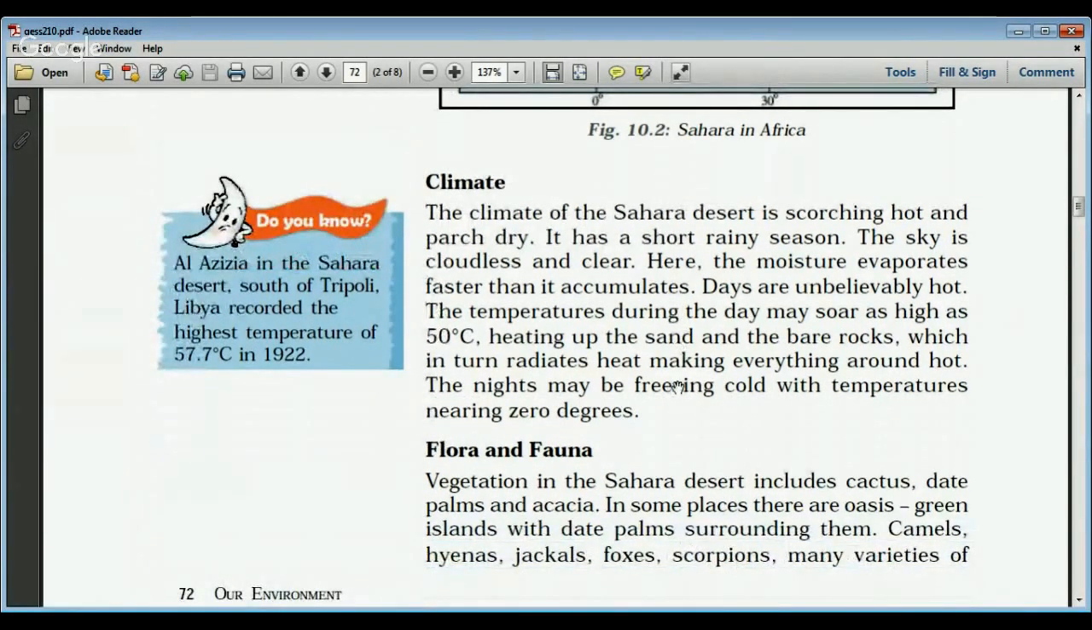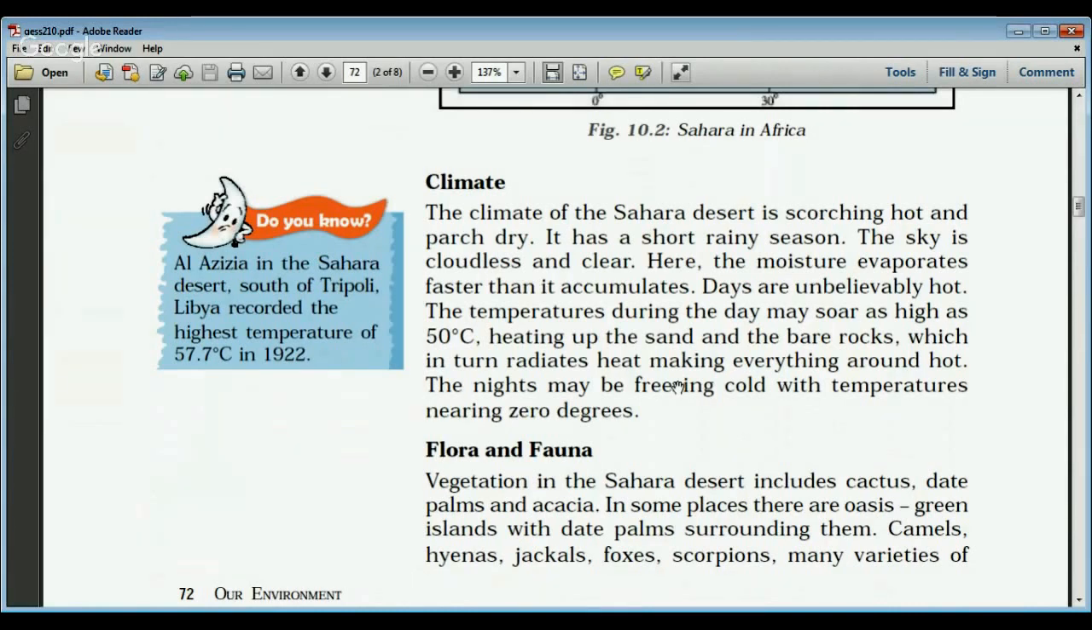If you see the climate of Sahara, it is very scorching hot and parched dry. And Sahara has a very short rainy season. Skies are generally cloudless and clear, and here the moisture evaporates much faster than the rate at which it accumulates, and that is why they remain dry, and days are unbelievably hot.